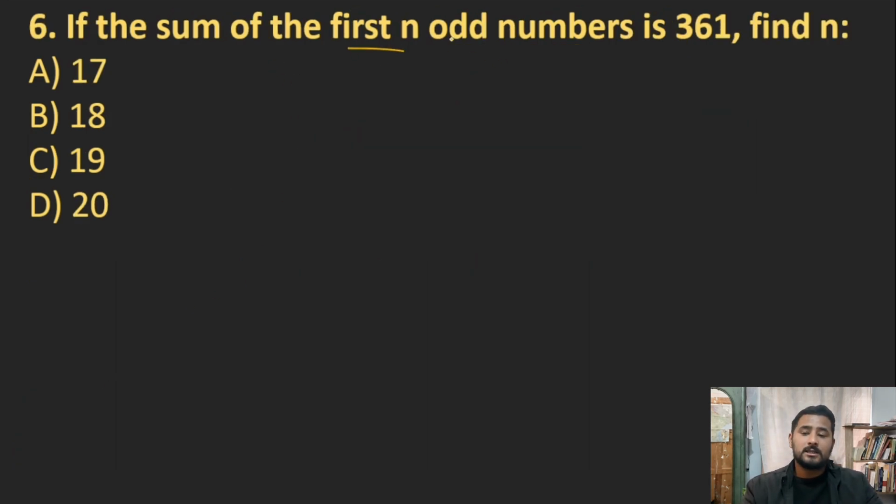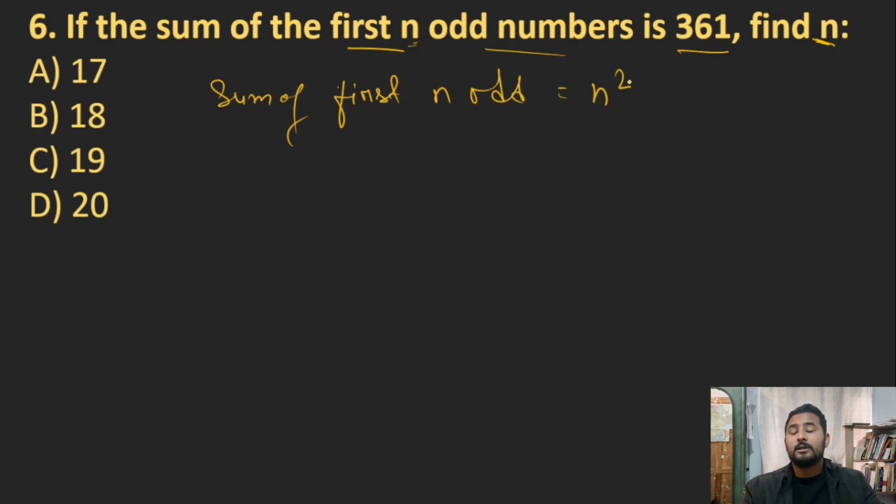If the sum of the first n odd numbers is 361, fine, and now we have to find n. So how will we do it? We don't know what the first n odd numbers are, we have to find that. So I'll write the sum of the first n odd numbers. We know it is how much? It is n square, right?